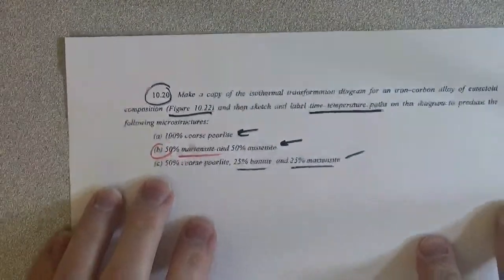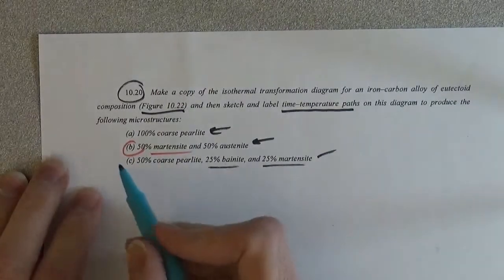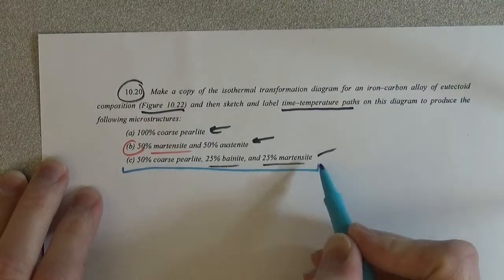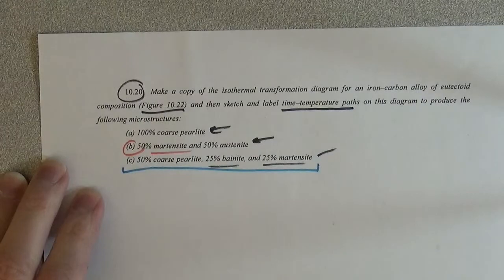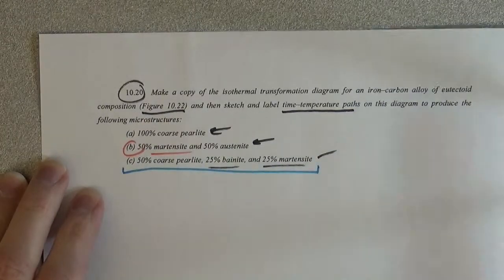The second question was about this problem 10.20, and in particular part C, which was about how to get the coarse perlite, bainite, and martensite.